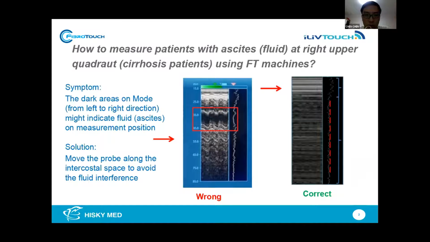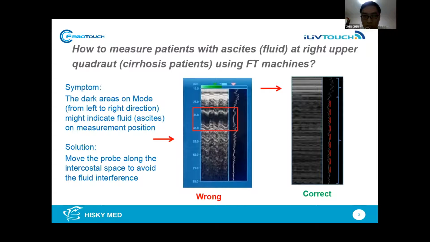So that is the wrong picture we need, because as we know, we use a shear wave to do the measurements, and the shear wave could only propagate in the solid and not in the liquid. So what we can do is move the probe along the intercostal space to try to avoid the fluid parts, to avoid fluid interferences and do the measurements. So for the wrong picture, we can see in the middle, in the red box, there are black areas. It might indicate the fluid or ascites. So we need to change the position until we get the correct picture on the right one.